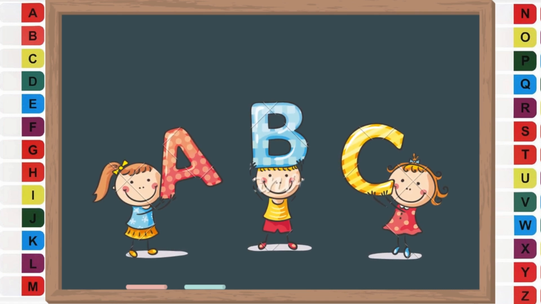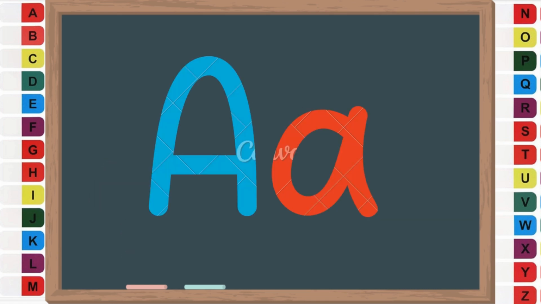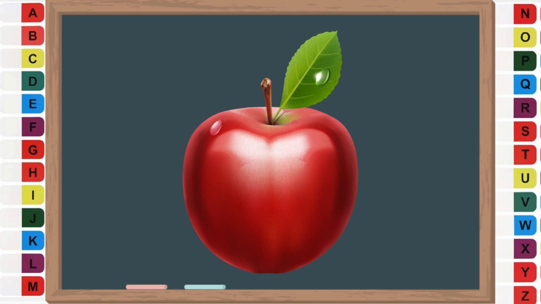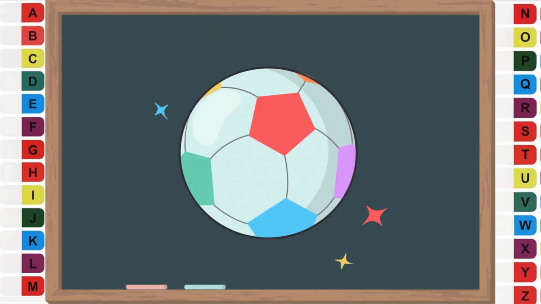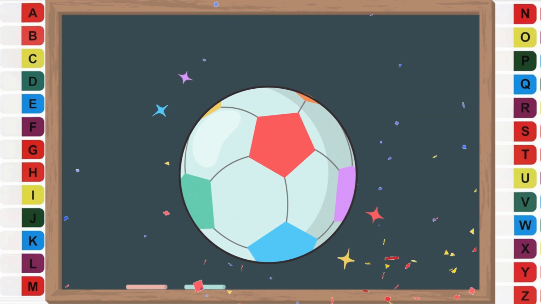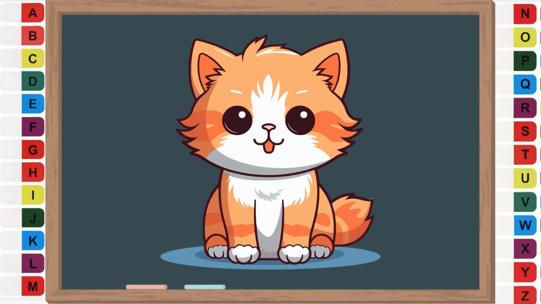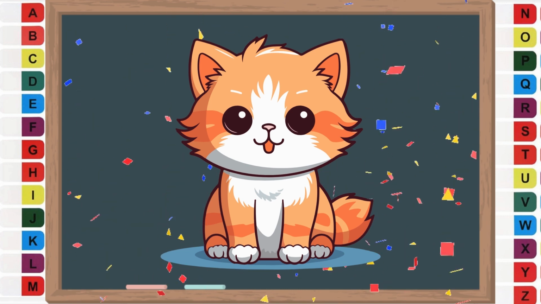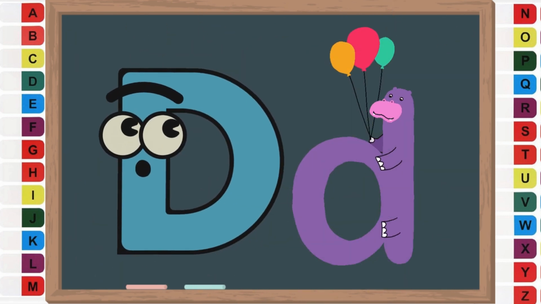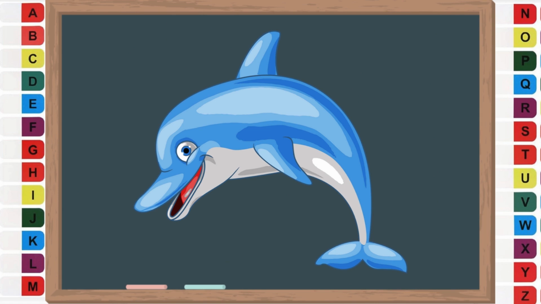Let's learn ABCD. A. A is for apple. B. B is for ball. C. C is for cat. D. D is for dolphin.